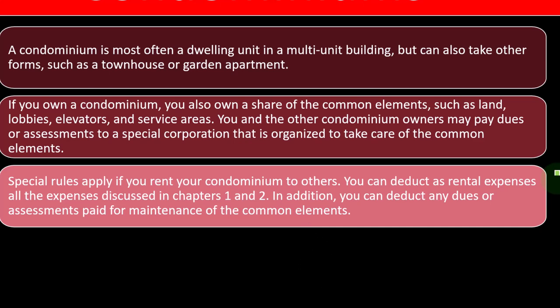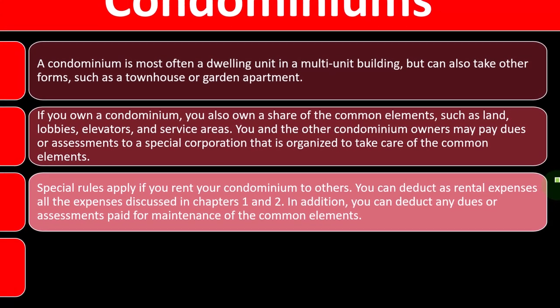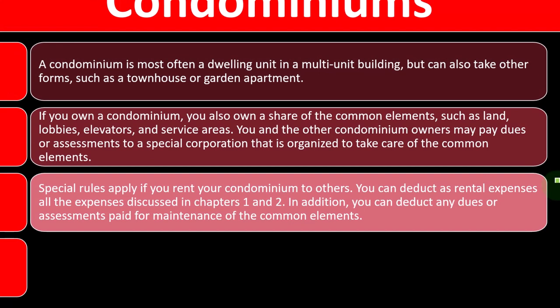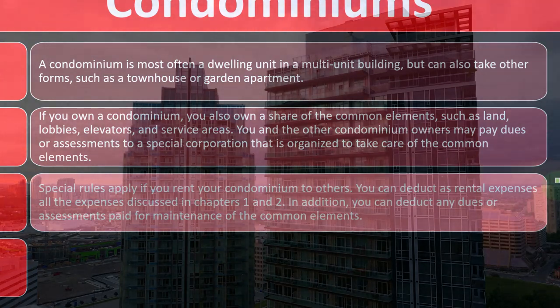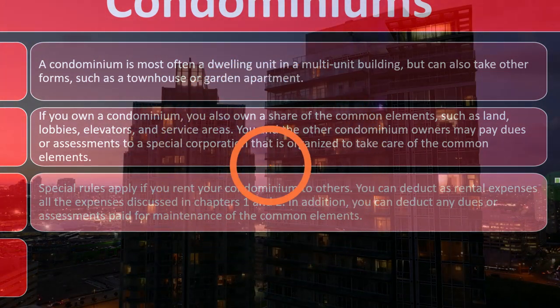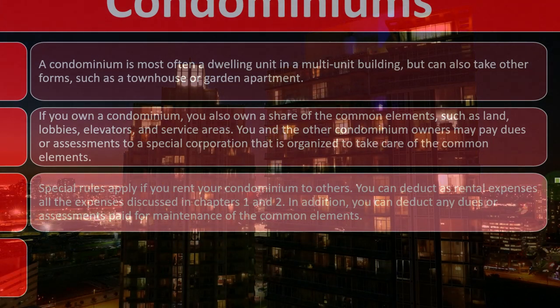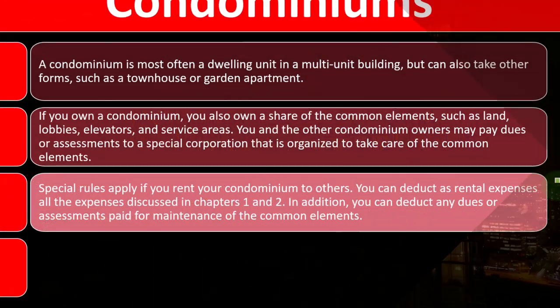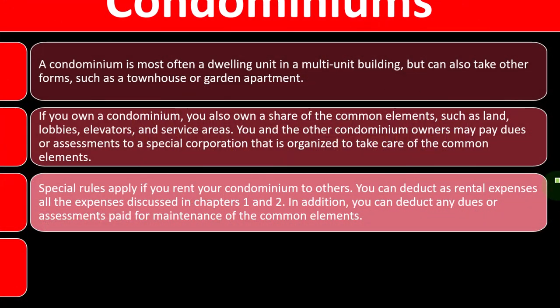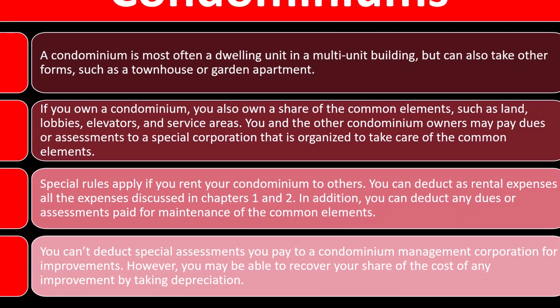You can deduct as rental expenses all the expenses discussed in chapters 1 and 2. In addition, you can deduct any dues or assessments paid for maintenance of the common elements, which kind of makes sense, right? If you rent out the condominium, well, now you've got the expenses related to the condominium that are similar to other kinds of rental property, but you also have these dues that are being paid, which are basically required for the condominium. So you would think you'd be able to deduct them as rental expenses.